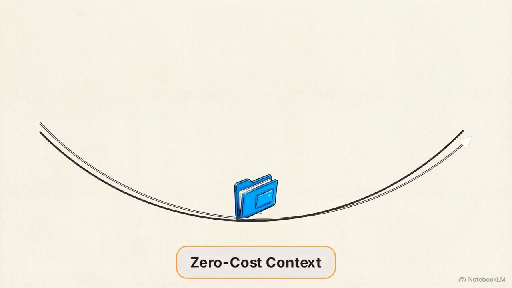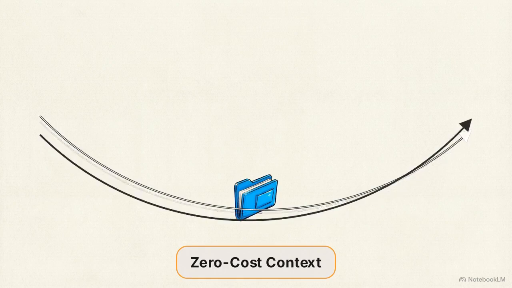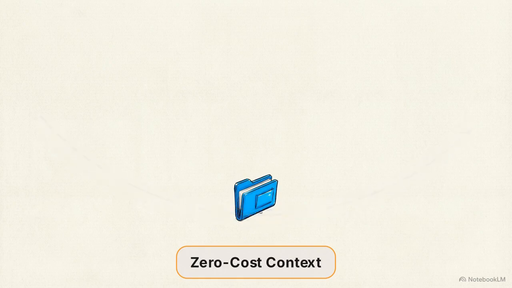This diagram illustrates a process called caching. By placing files in a project, they are locked into memory. Subsequent questions bypass the document's token weight, meaning you don't pay to reread those files with every query.